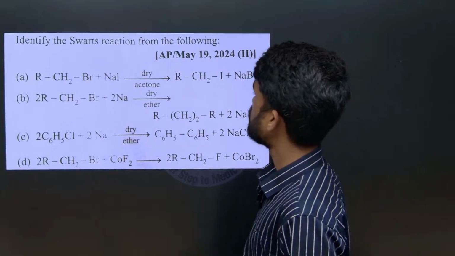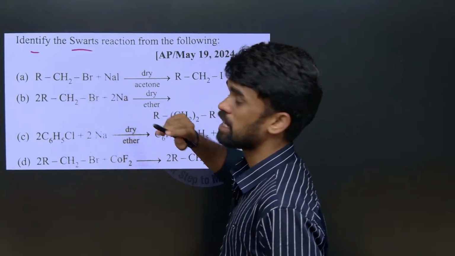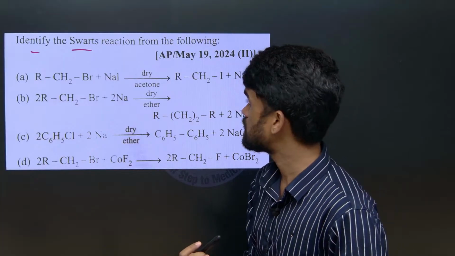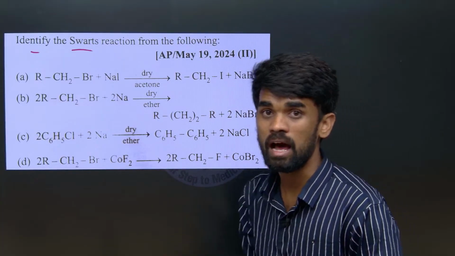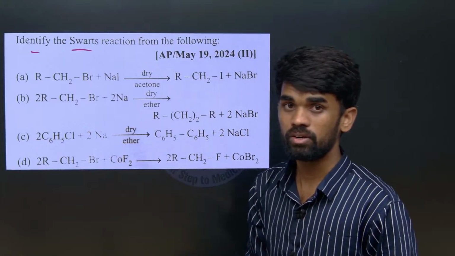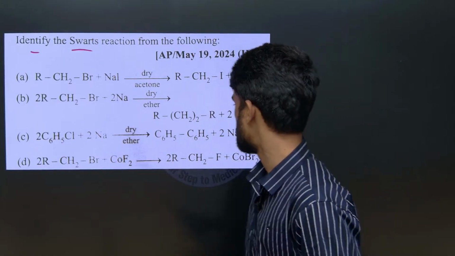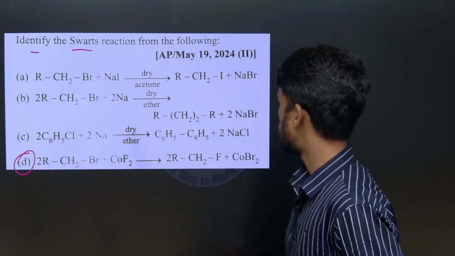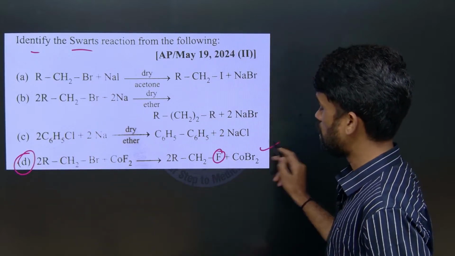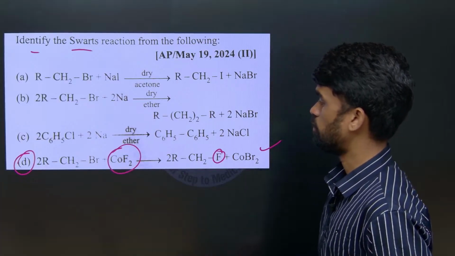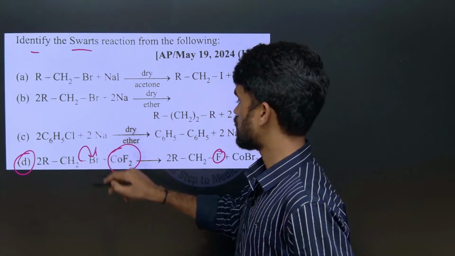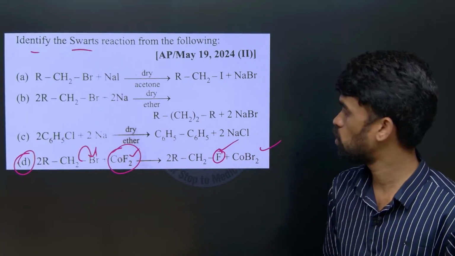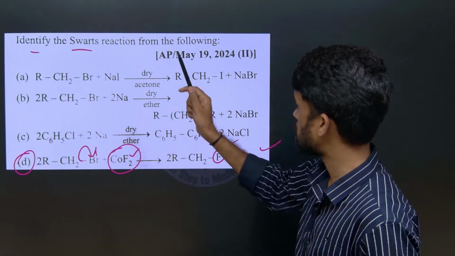Okay. Now tell me, identify the Swarts reaction. Yes, we discussed the Swarts reaction. See, Swarts and Finkelstein I told you: Finkelstein is for alkyl iodides, Swarts is for alkyl fluorides. Identify alkyl fluorides. Only option 4 is there. So what is this? Alkyl fluoride is prepared when we use this CoF2. So bromine is exchanged by this fluorine, and we got this compound. I hope it is clear. Okay, this is the Swarts reaction.